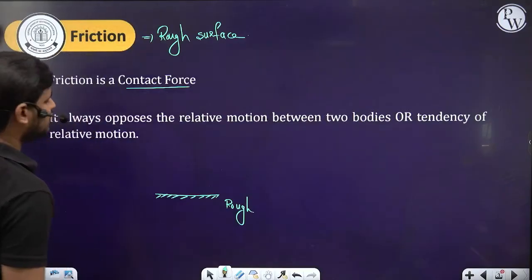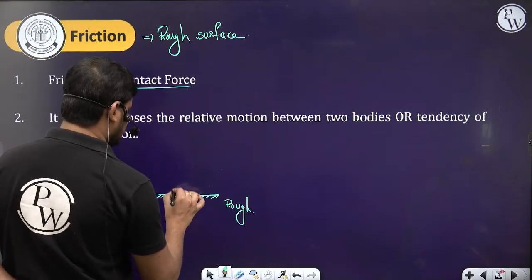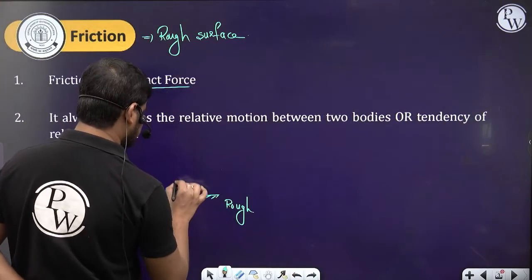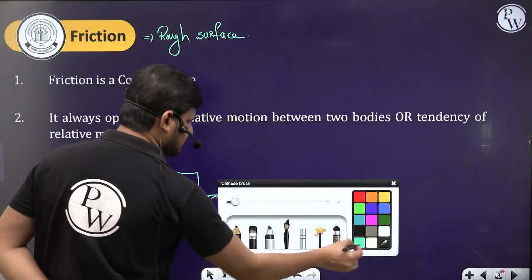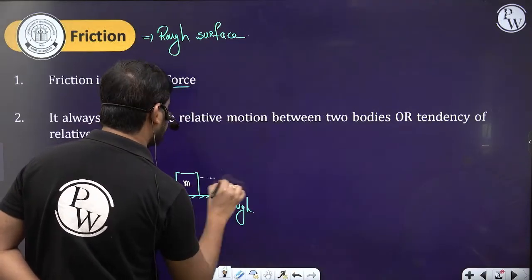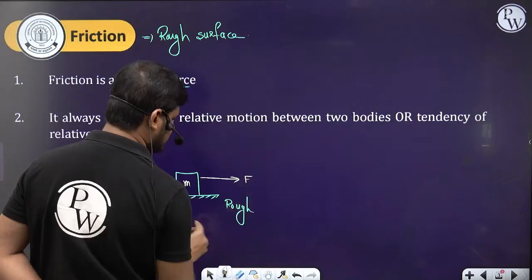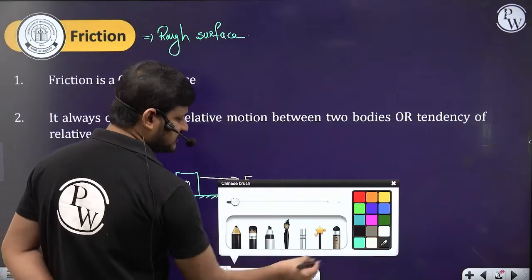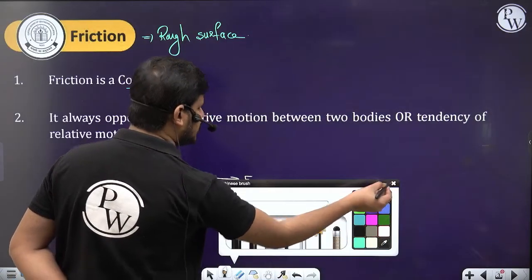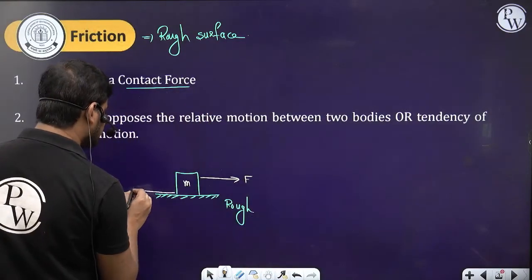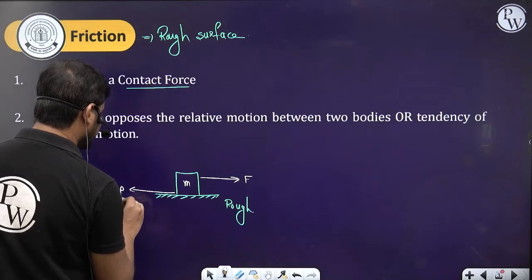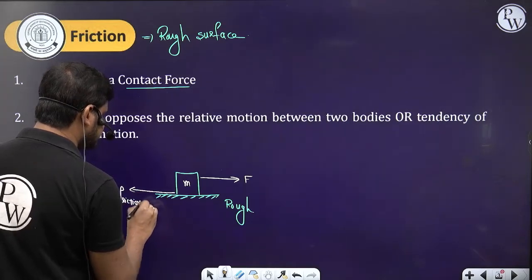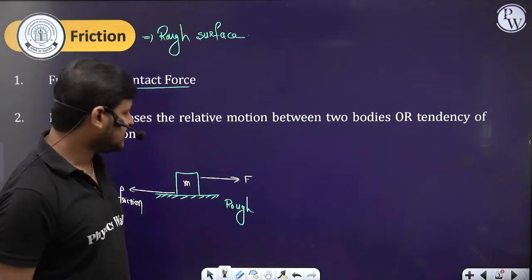See here, it always opposes the relative motion of the body. This is a block of mass m. Let's suppose the block is moving to the right. We are applying some force F, so the block moves to the right. As the surface is rough, the friction opposes the relative motion, so the friction acts in this direction.